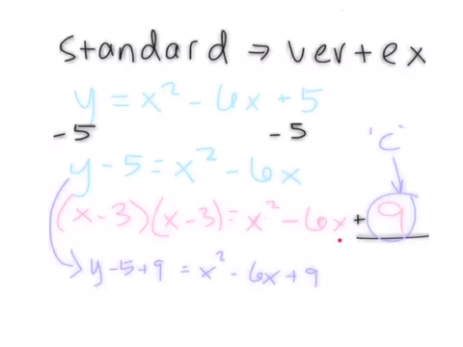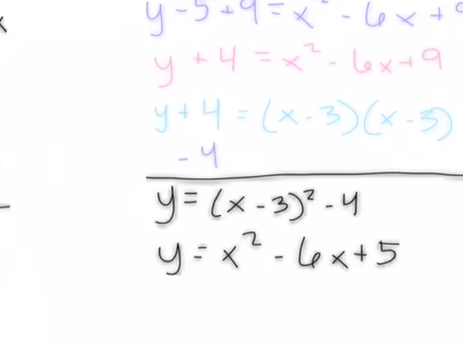So this is the new equation that we have, and then we take that and switch it out. So it's going to be y minus 5 plus 9, where 9 is our c, equals x squared minus 6x plus 9. So we just plugged in our 9 there and there. It's kind of confusing, and I don't know if I'm explaining it very well.